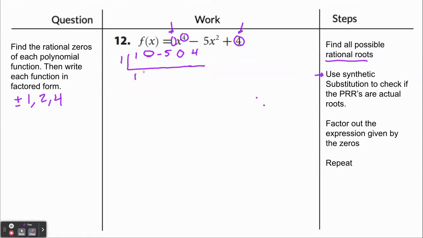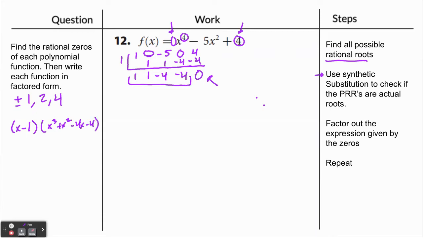So when I bring down 1, I multiply 1 times 1, I add. I multiply. I add. I multiply. I add. I multiply. And I add to get 0. And boom, I have my first root, which is positive 1. Meaning in factored form would be x minus 1. And then whatever is left here is going to be part of my remaining polynomial. So I get x cubed plus x squared minus 4x minus 4.